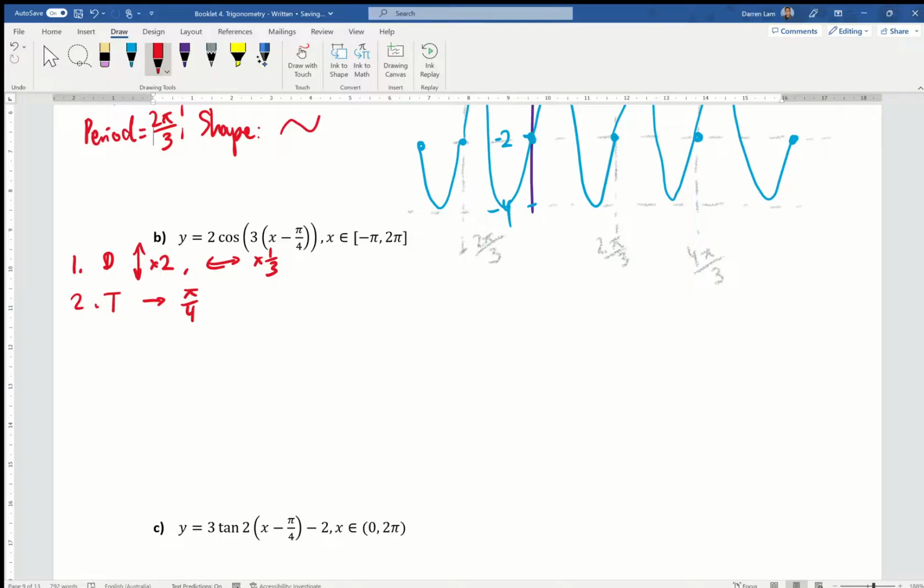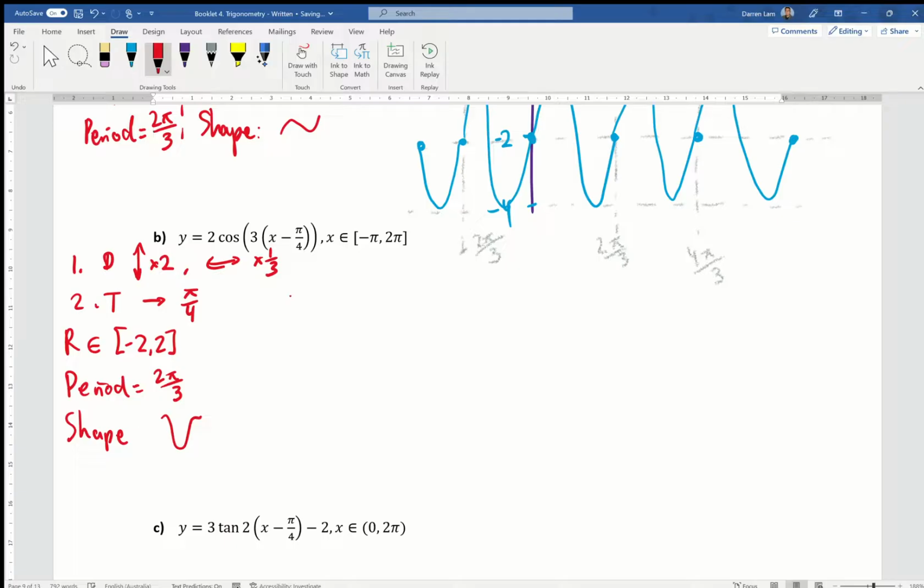The range is going to equal negative 2 to 2. It's just the cosine function, which goes from -1 to 1. It's dilation, -2 to 2. And no vertical translation. The period, same idea as before, is going to equal 2 pi on 3. And the shape of one period is going to look like this.